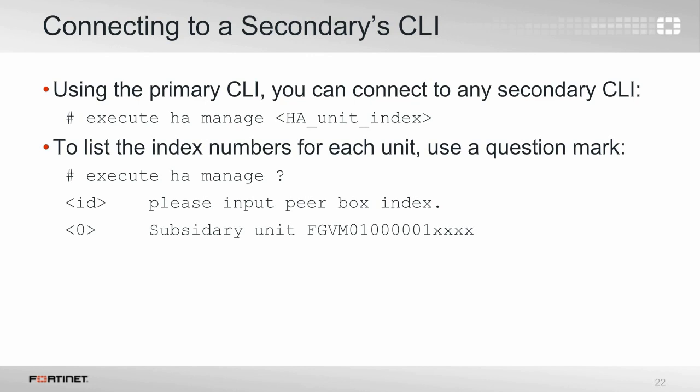When troubleshooting a problem in an HA cluster, it is useful to know that you can connect to the CLI of the secondary from the primary CLI using the command execute HA manage with the secondary HA index. To get the list of secondary FortiGates and their HA indexes, use the question mark at the end of that same command.